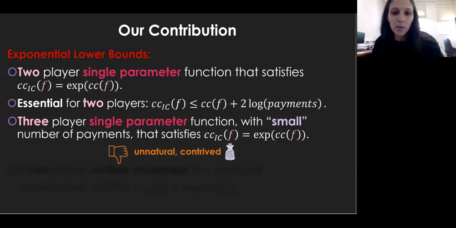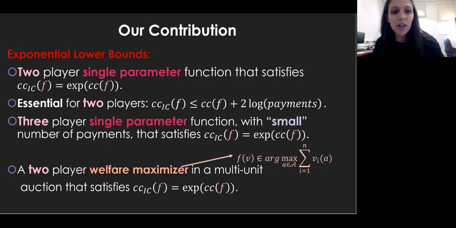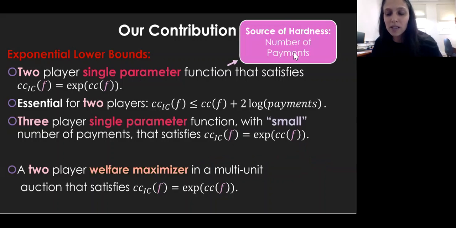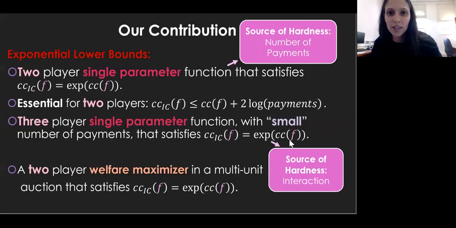And one issue with both the functions is that they are a bit unnatural and contrived. So this is why we show that we can reproduce the exponential overhead in a more natural setting, which is a function that maximizes the social welfare objective in an auction. And we stress that there are 2 sources of hardness. The first one is the number of payments, and the second one is the interaction between players.